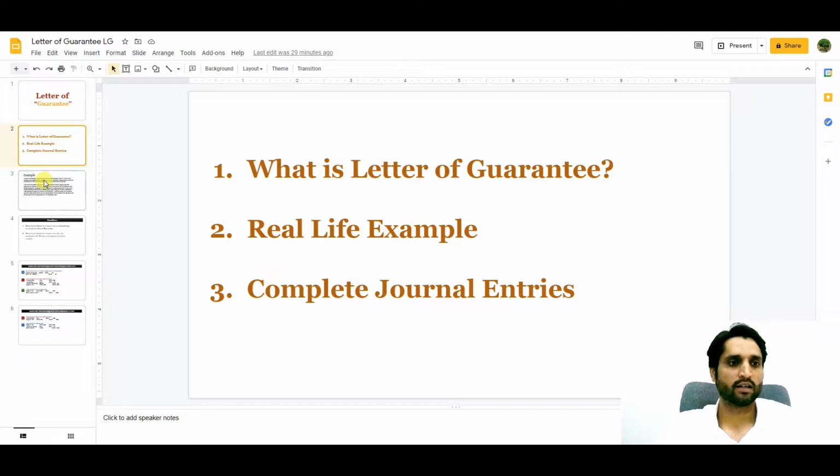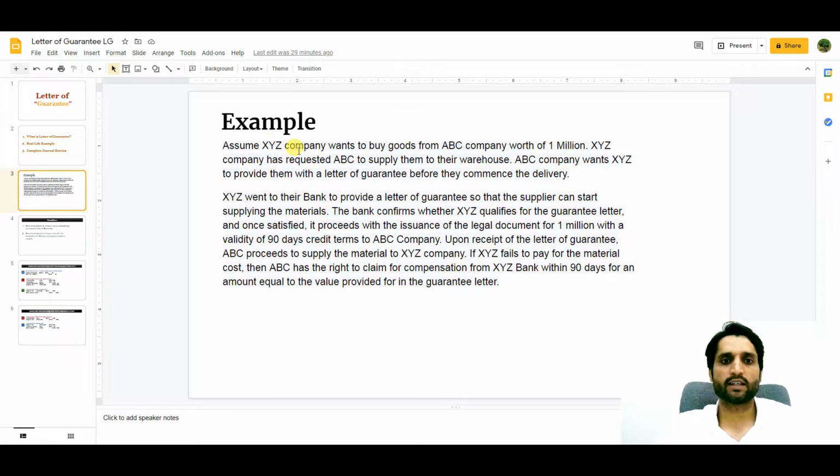For example, assume XYZ company wants to buy goods from ABC company worth 1 million. XYZ company has requested ABC company to supply them to their warehouse. ABC company wants XYZ company to provide them with the letter of guarantee before they commence the delivery. So XYZ went to their bank to provide a letter of guarantee so that the supplier can start supplying the material. The bank confirms whether XYZ qualifies for the guarantee letter.